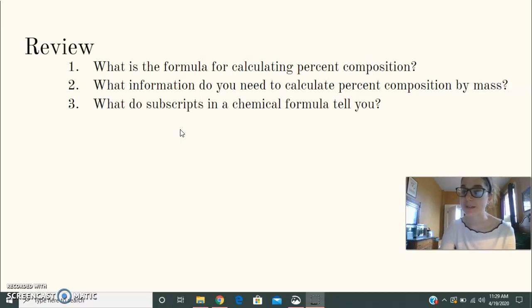What information do you need to calculate percent composition by mass? Again, you can have different things. We did different examples here, given different data. What do subscripts in a chemical formula tell you? That's review from previous units when you're naming compounds. What does that subscript tell me? Okay, so that is the notes for the 10.10 unit on ck12.